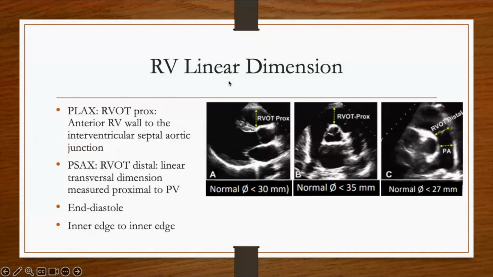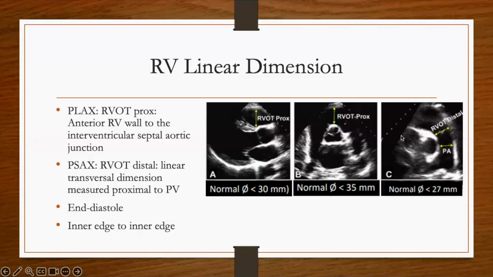Another RV linear dimension is the RVOT, the RV outflow tract, which can be measured proximally, either in the parasternal long axis or in the parasternal short axis. It's from the anterior wall of the RV to the interventricular septal aortic junction. It is a little bit less reproducible in the parasternal long. In the parasternal short, you just measure it to the aortic valve. The cutoffs, as you can see, are different: less than 30 millimeters and less than 35 for normal. Again, this is supposed to be at end diastole and inner edge to inner edge.